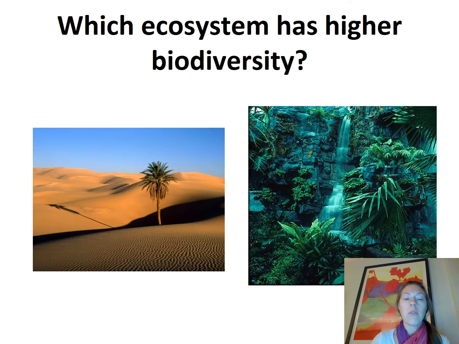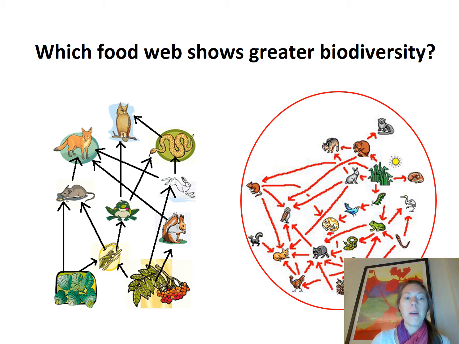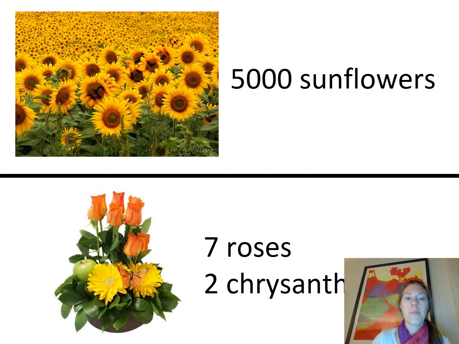So looking at ecosystems, if we're comparing these two side by side, again, a pretty obvious difference: the one on the right has a larger variety of plant species in it than the one on the left. For comparing these two food webs, we can see based on the variety of different organisms, the one on the right as well has a higher biodiversity than the one on the left.